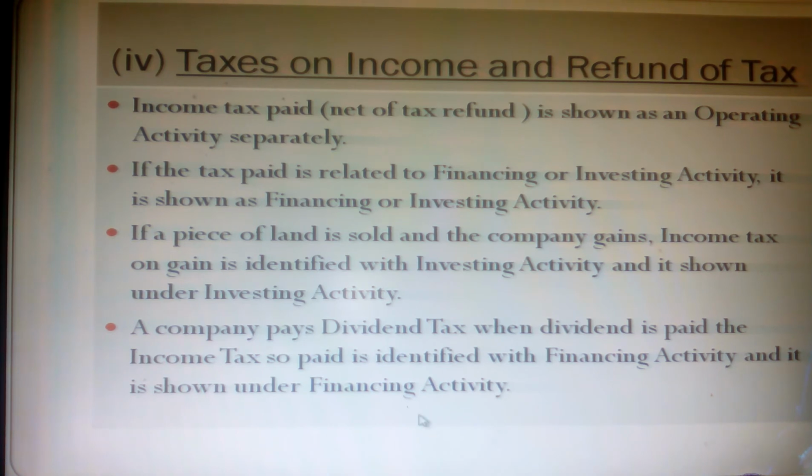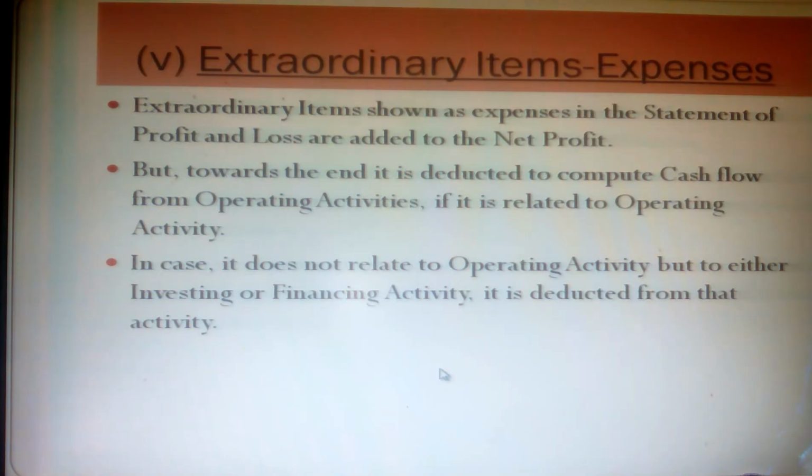And it is shown under investing activity. Similarly, a company pays dividend tax when dividend is paid to the shareholders. Correct. So income tax you have to pay dividend tax. So income tax so paid is identified with the finance activity. Correct. And it is shown under the finance activity. That's why here it's very, very important. According to income tax payment coming under three activity. One is operating activity and finance activity and investing activity. According to the transaction, we want to identify. But here, in operating activities, income tax paid, you have to add. Okay. Then, the fifth one, very, very important.